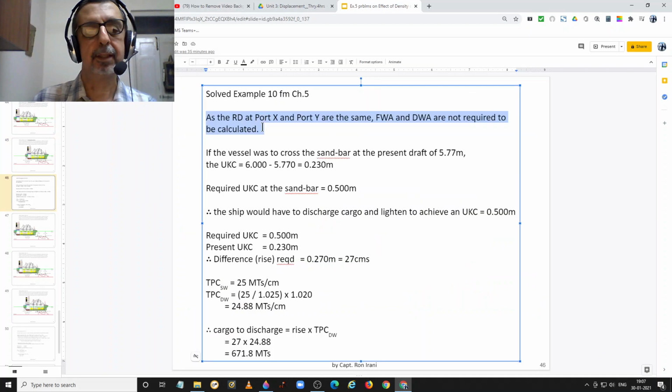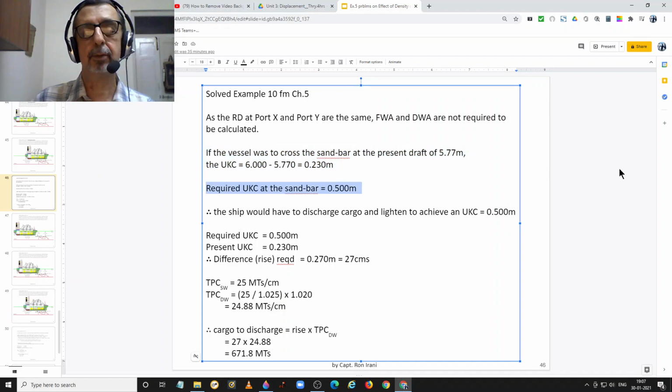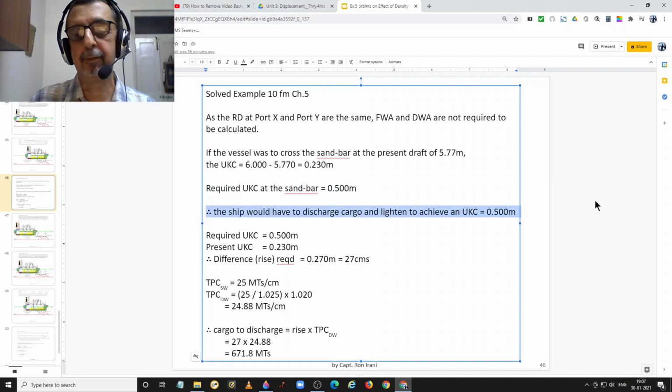As the relative density at port X and port Y are the same, freshwater allowance and dock water allowance are not required to be calculated. If the vessel was to cross the sandbar at the present draft of 5.77 meters, the UKC would be equal to 6 minus 5.770 meters equal to 0.230 meters, as I explained earlier. Required underkeel clearance UKC at the sandbar is equal to 0.5 meters. Therefore, the ship would have to discharge cargo and lighten to achieve a UKC of 0.500 meters. And it is not necessary to discharge cargo. If you have sufficient ballast, you can discharge your ballast also.